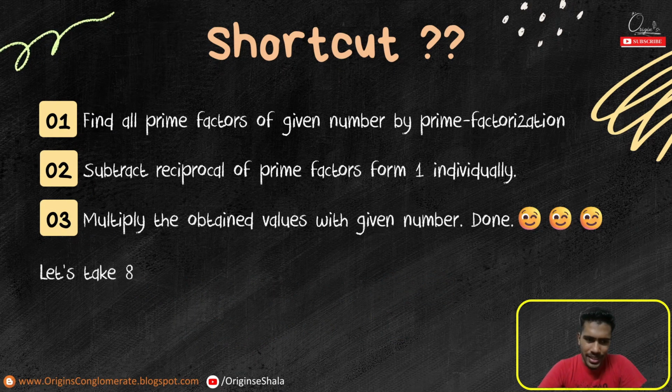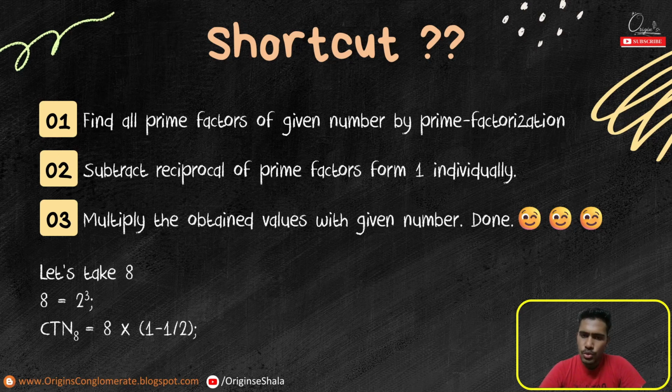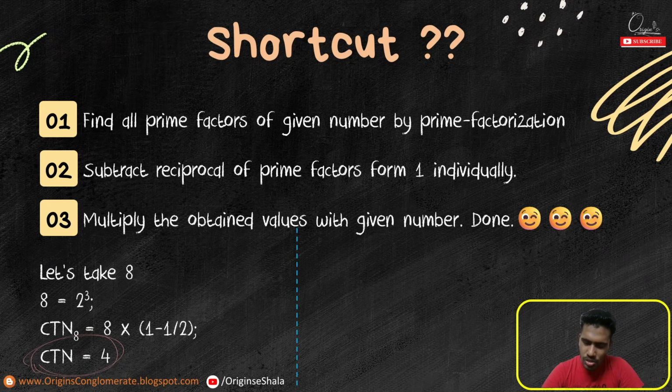So let's take the same number 8. For 8, I know the prime factorization is 2 raised to 3. This time I'm not bothered about the power, I'm bothered about the value itself. So what I need, let's call it CTN, co-primes to the number 8. I'm writing it just to save my time. So 8 into, now what will be the reciprocal of 2? That will be 1 by 2, and I am subtracting it from 1, so I'll be left with 8 into 1 by 2. That would leave me with 4. Now, if you remember correctly, this is the same answer we received by our usual orthodox method, correct?